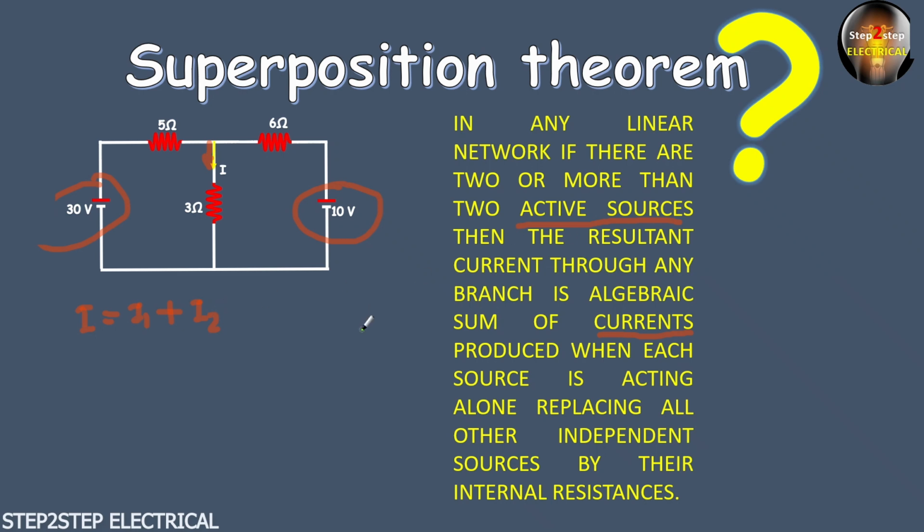So this definition says that if there are two or more than two active sources, then the current through any branch is the algebraic sum of the currents, that is I1 plus I2, when we consider one source, one active source at once, and replace the other one by its internal resistance. And then we consider the next one as the active source and replace the other one by its internal resistance. So the current obtained is I1 plus I2. Okay, so this is the definition. I think you have understood.